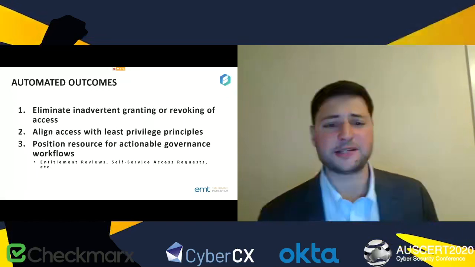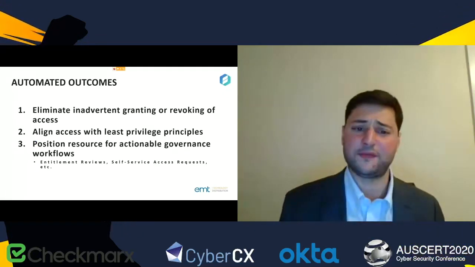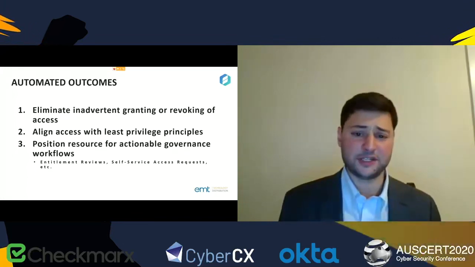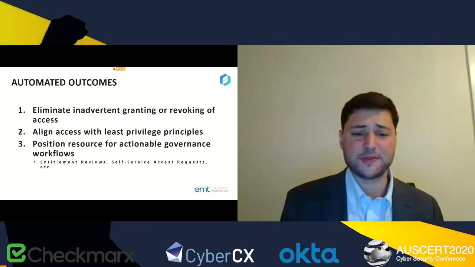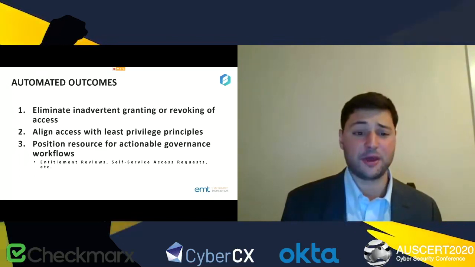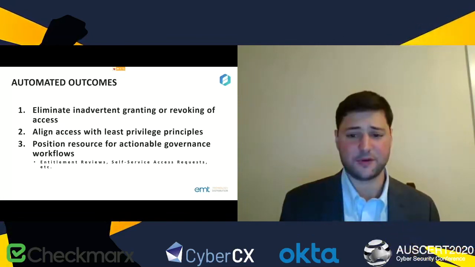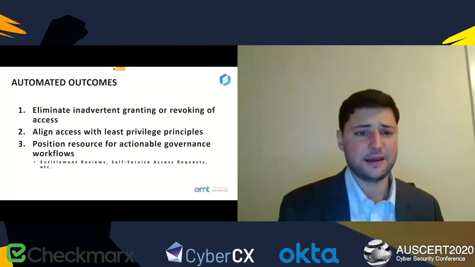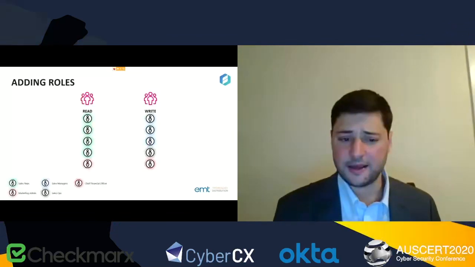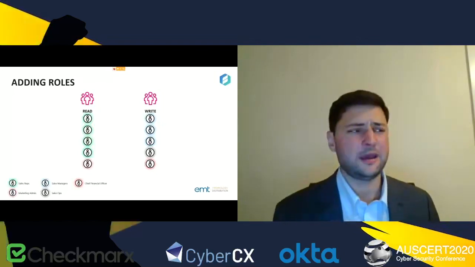So just going through that process really achieves three things: eliminating inadvertent granting or revoking of access, aligning access with least privilege principles, and perhaps most importantly, positioning the resources for actionable governance workflows going forward too. That's what I'm talking about with self-service access requests, entitlement reviews, and keeping the people responsible for that data involved in the process.